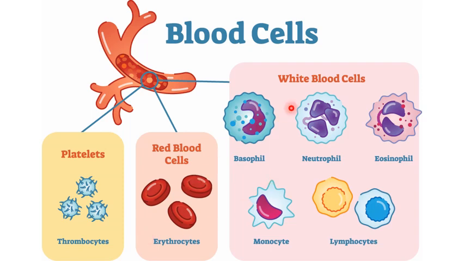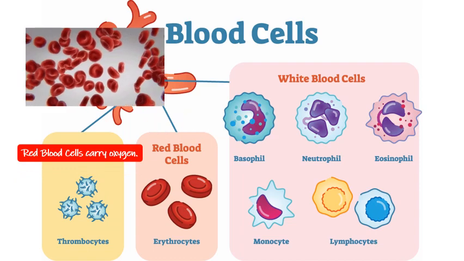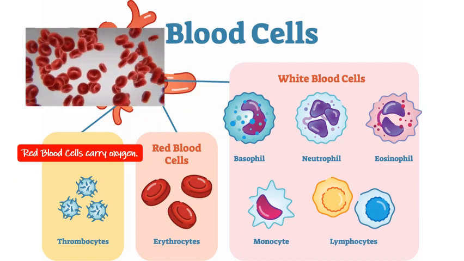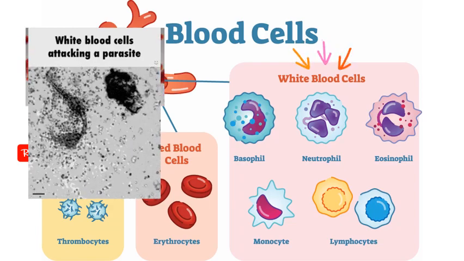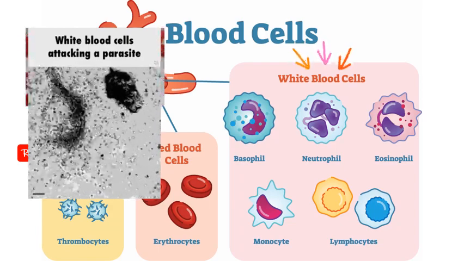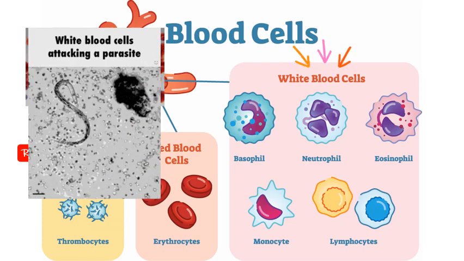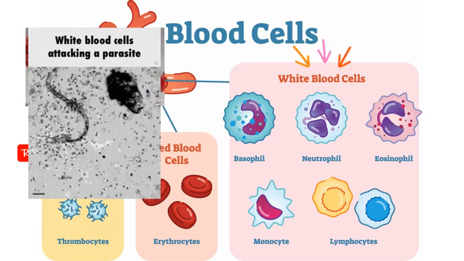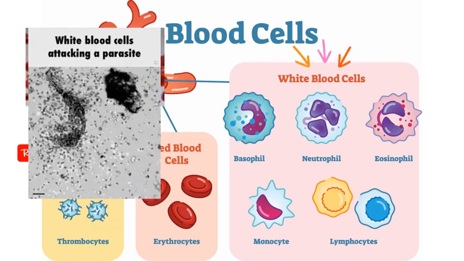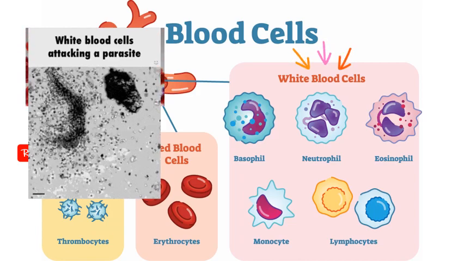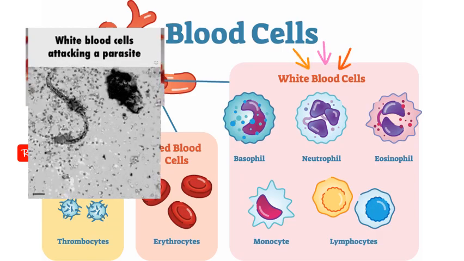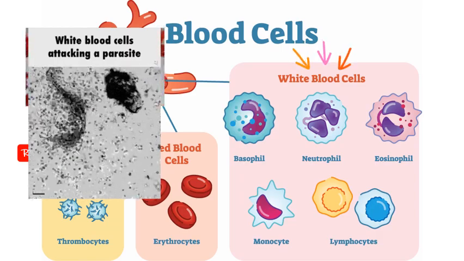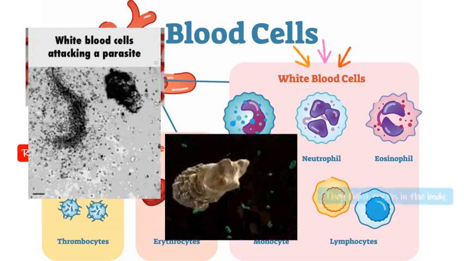What about the white blood cells? What is the function of the white blood cells? The white blood cells, let's look at this short video here. It shows that the white blood cells are attacking a parasite. So white blood cells attack bacteria, parasites, viruses in order to protect us. So the function of the white blood cell is protection. They fight all types of germs.